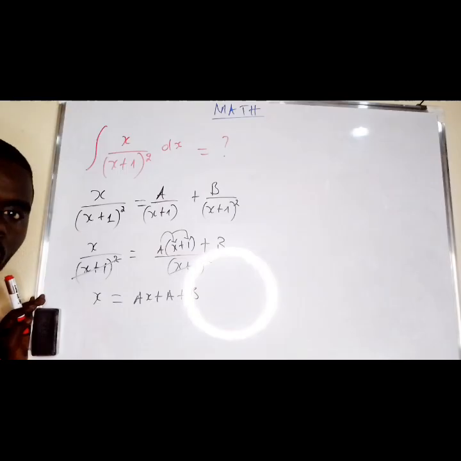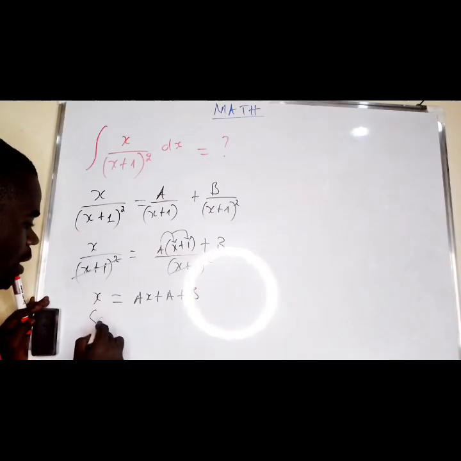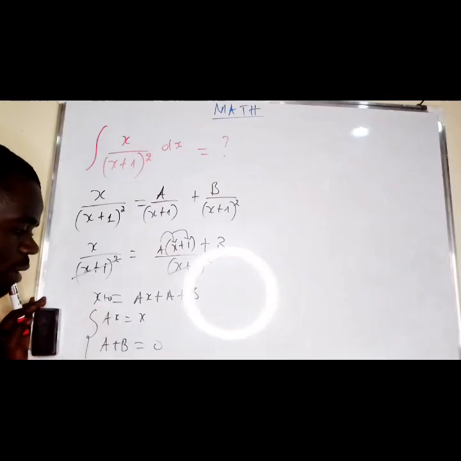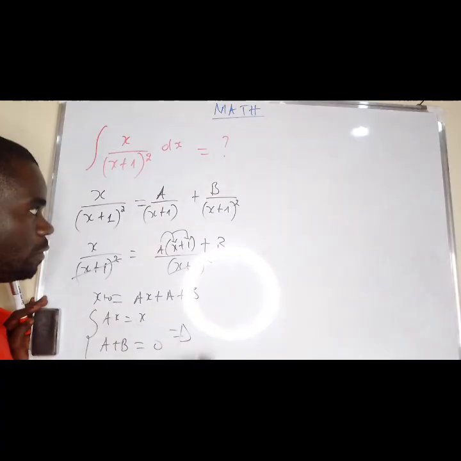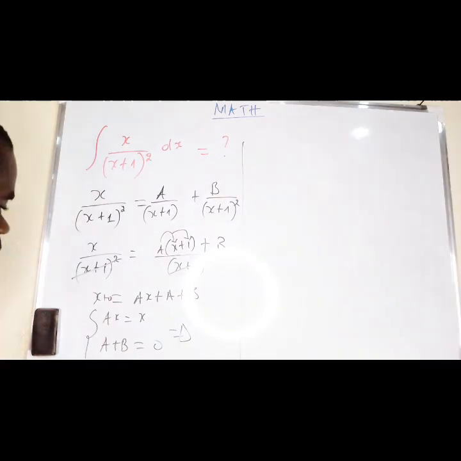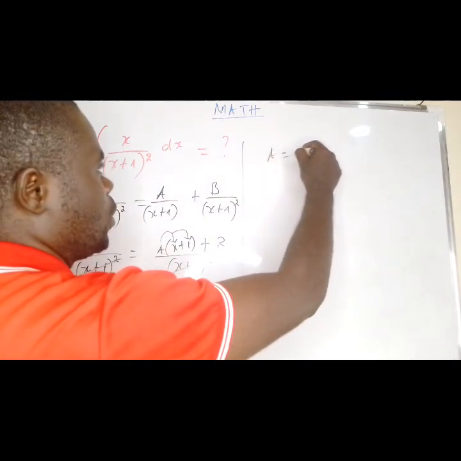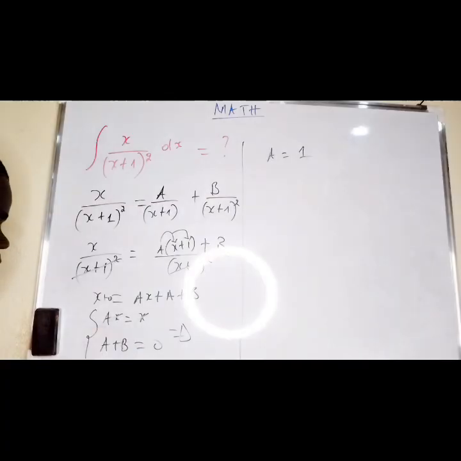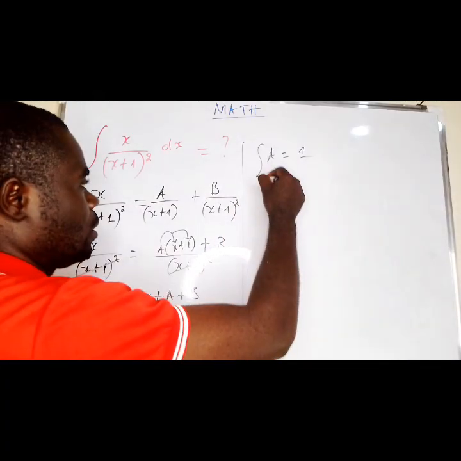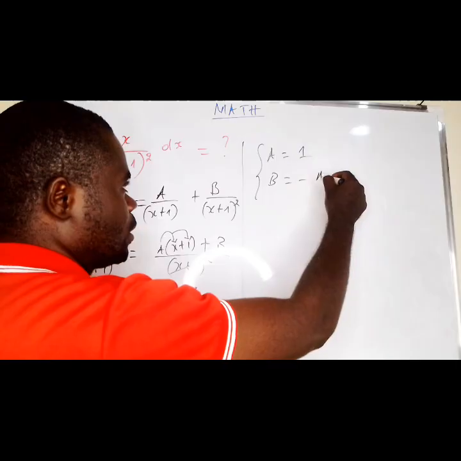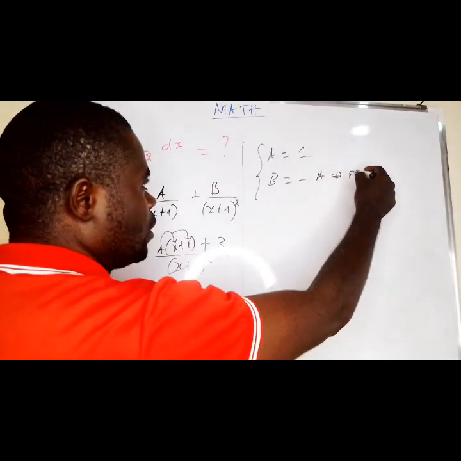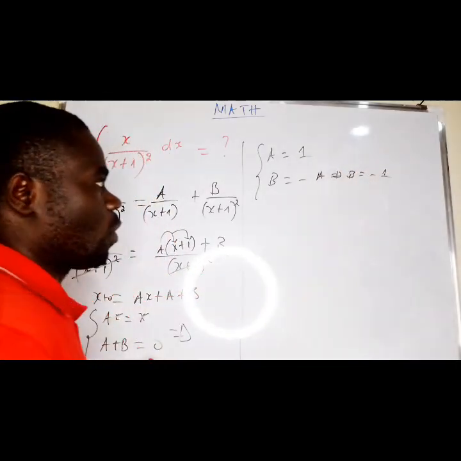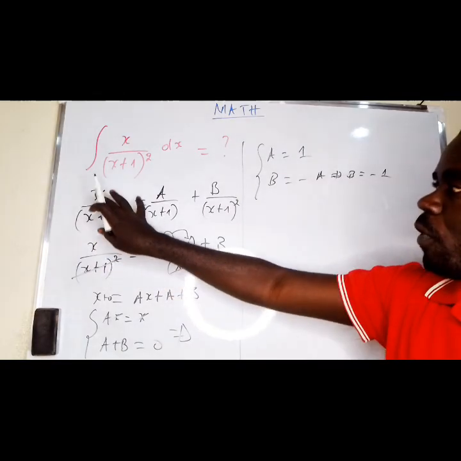And then, when we equate like terms, we say that ax is equal to x, and a plus b is equal to 0, because here we don't have a constant, which is 0. Then a is equal to 1 when you simplify this x with this one. And if a is equal to 1, then b is equal to negative a, which means that b is equal to negative 1.